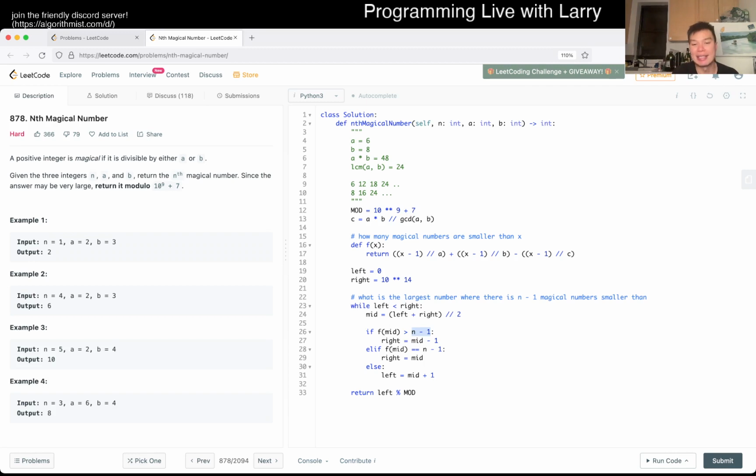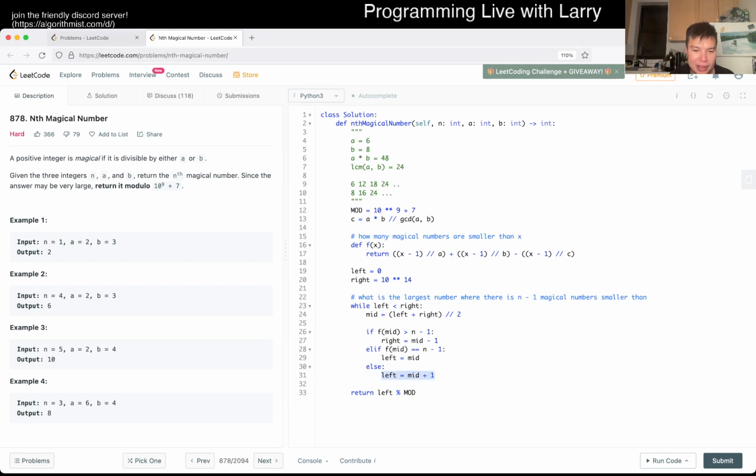We want a number that has exactly n minus 1 items, right? So we convert this to right equals mid minus 1. What happens if it's equal to? Well, in this case, we want left is equal to mid, right? Because now if this is equal to n minus 1, then because we want the largest number, we want it to possibly go up. Mid is a possible answer, but it may not be the largest answer, so that's why we're going to set it to this.